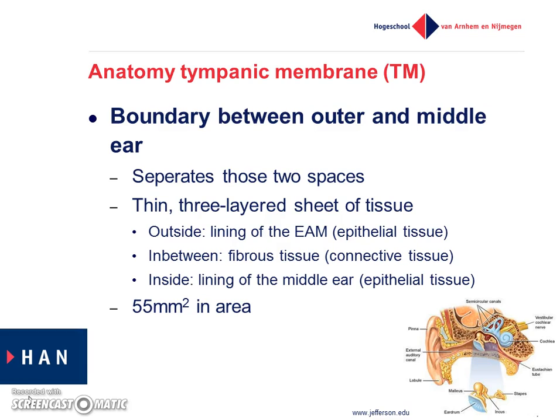and those three layers of tissue are made out of different sorts of tissue. The outside of the tympanic membrane is built out of the lining of the ear canal, which is built up by epithelial tissue. In between the inside and the outside layer is a fibrous tissue made out of connective tissue, and at the inside of the tympanic membrane you'll find the lining of the middle ear, which is also built up by epithelial tissue. It's quite logical, actually.